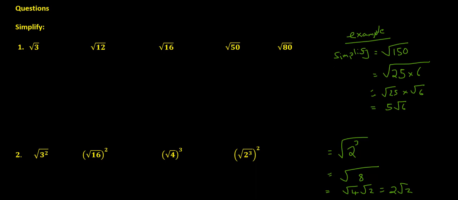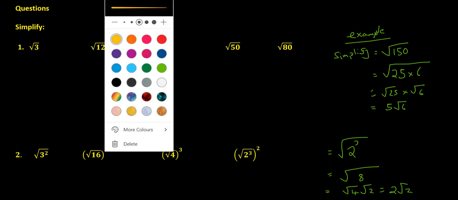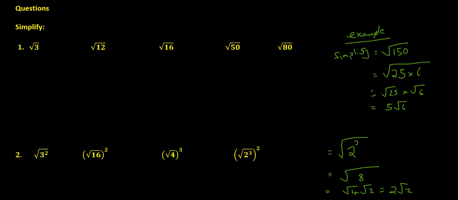So hopefully you've done that now. So let's go over the answers. I'm going to do these quite quickly. If I can get this pen to work. Okay, so let's do red. So we can't simplify this any further. So just the root of 3. Okay, so the root of 4 multiplied by the root of 2, 2 root 2.